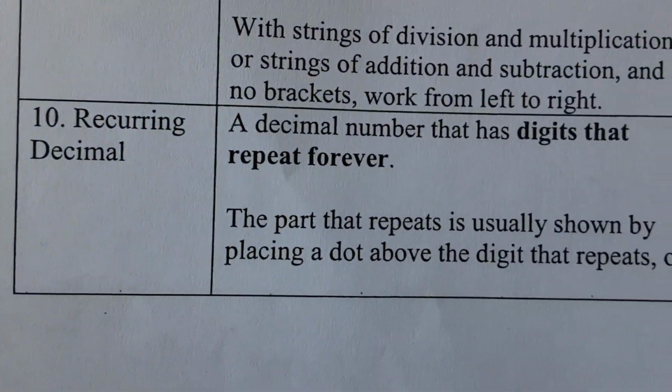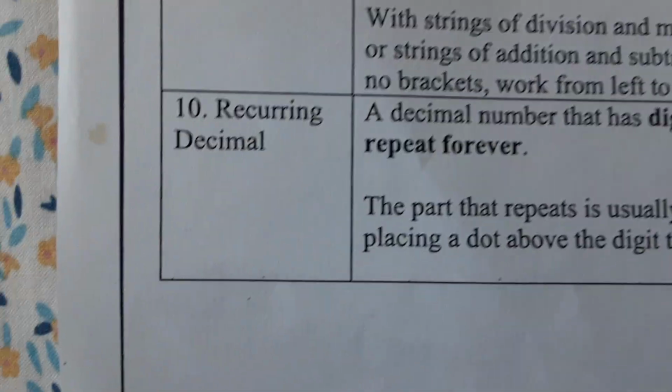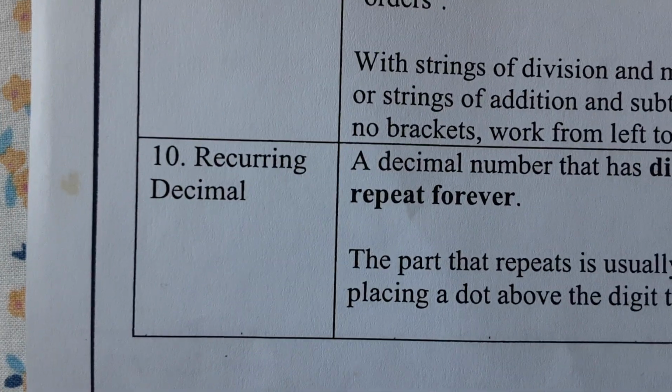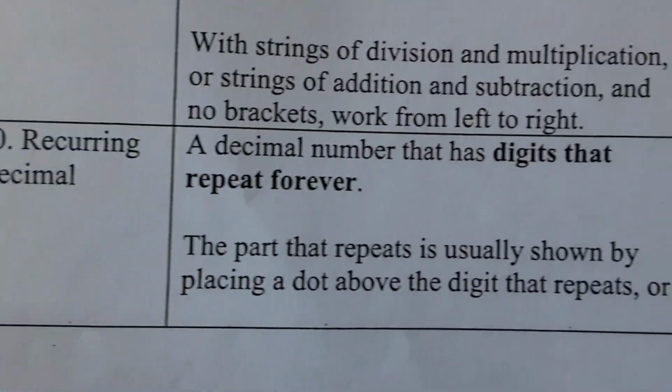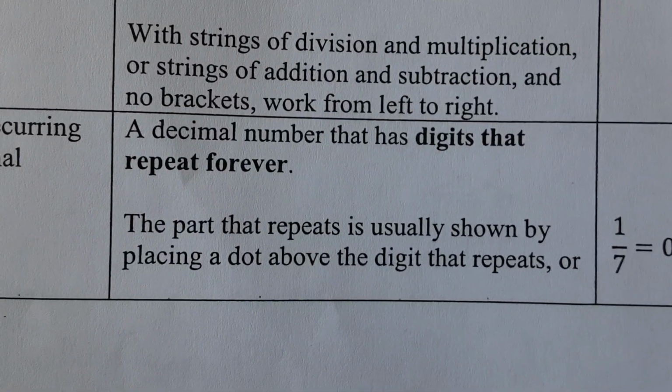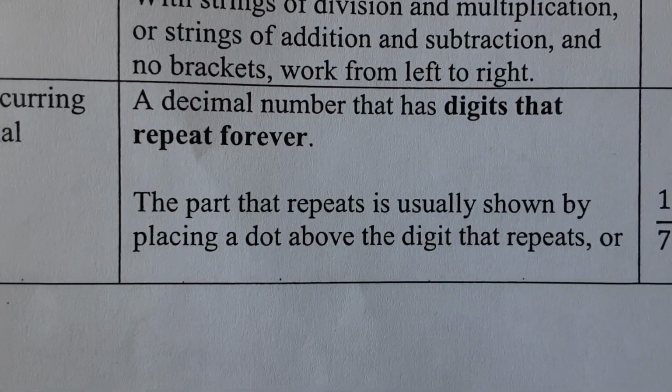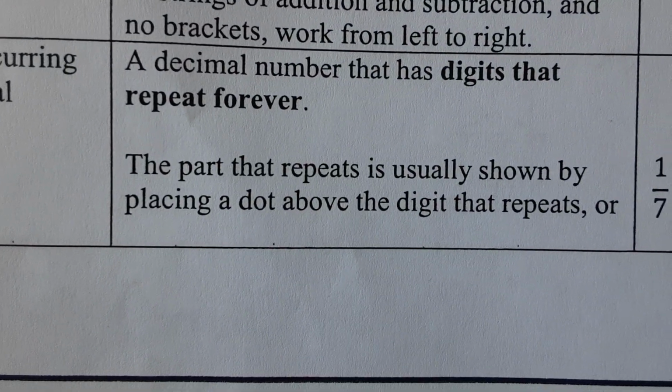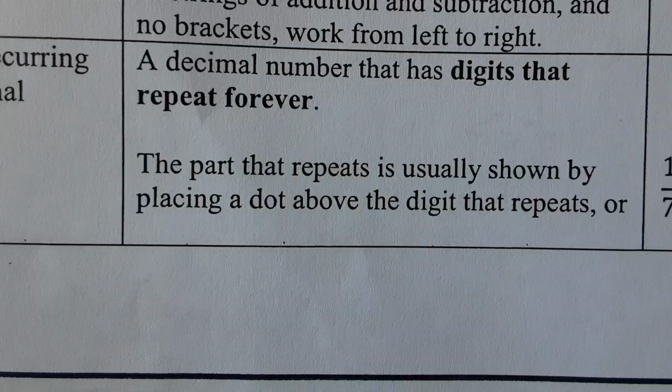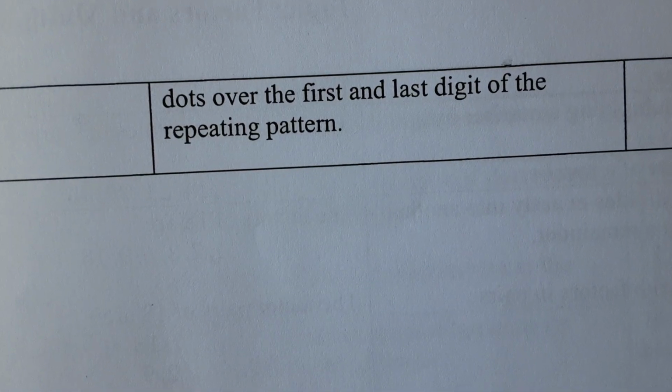Perfect. Now, number 10. This is a trickier one. A recurring decimal. Usually you need calculators for this. It is a decimal number that has digits that repeat forever. The part that repeats is usually shown by placing a dot above the digit that repeats, or dots over the first and last digit of the repeating pattern.